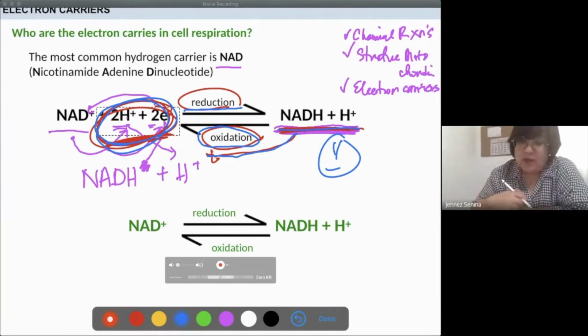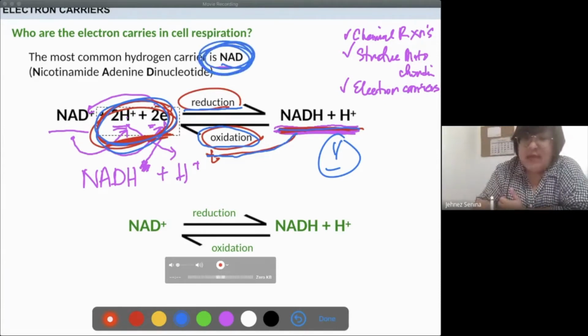But anyway, that's why we call this an electron carrier. Because it can pick up electrons and protons, and at the same time, it can lose electrons and protons. It's a molecule, it's a carrier.